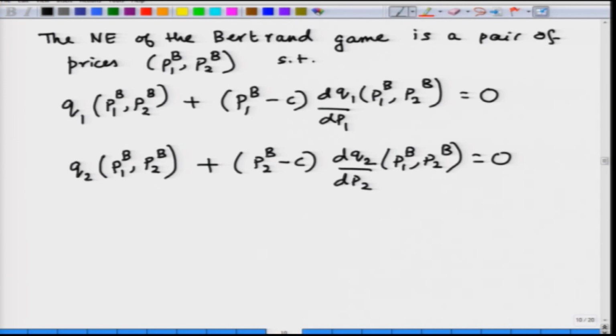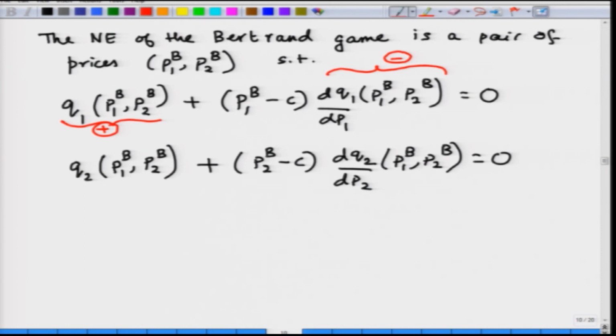Now, let us look at these two conditions. Obviously this term here is positive because it is the quantity. So, I have the first term which is positive, and the second term, this expression, is actually negative, because this is coming from my inverse demand curve, or because the demand curve is downward sloping rather. So, as price increases Q1 falls.